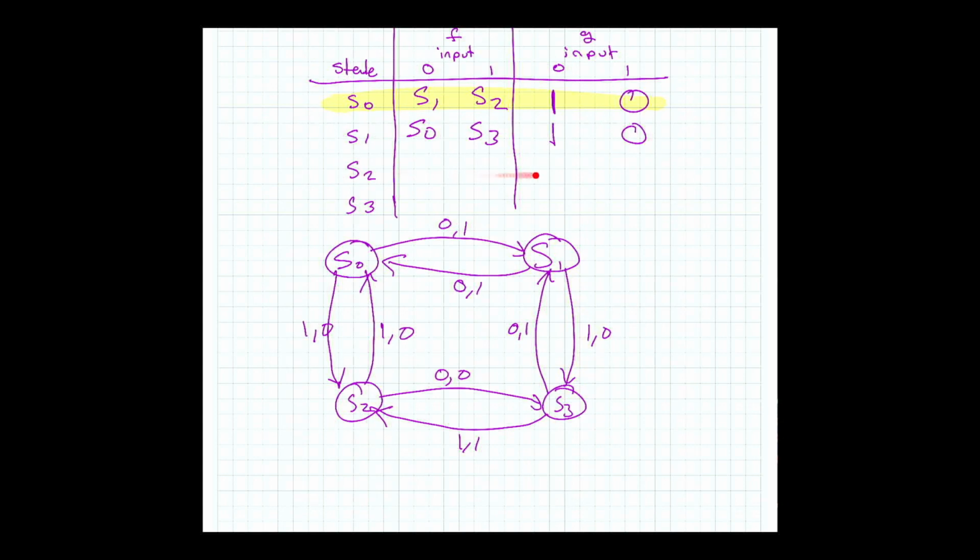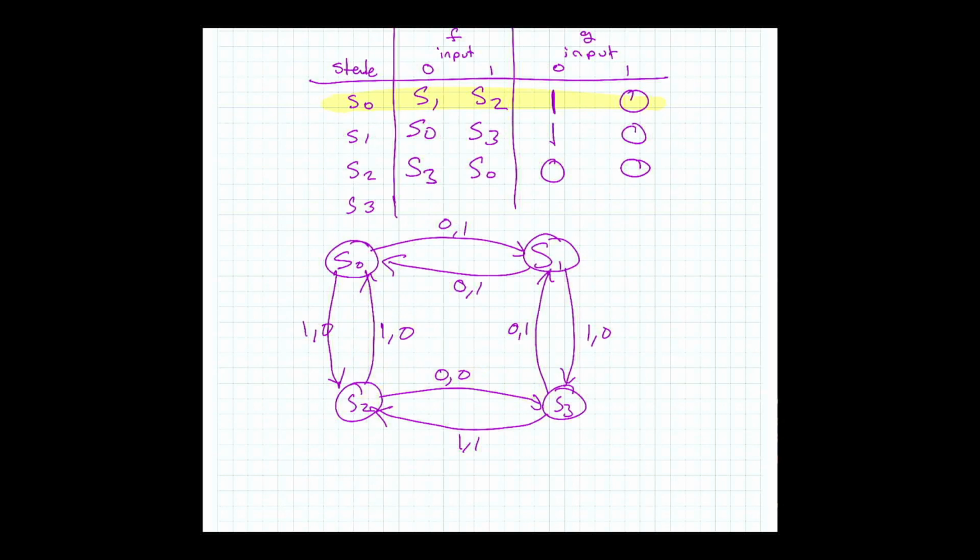So then you go to the next row, S2. S2 has 2 arrows leaving it. Find them. One's right there. One's right here. So you go S2 to S3 when the input is 0. So that's S2 to S3, and input 0, output 0. So that's here. The other arrow is S2 to S0, and input 1, output 0. So the output is 0. So we write a 0 right here.